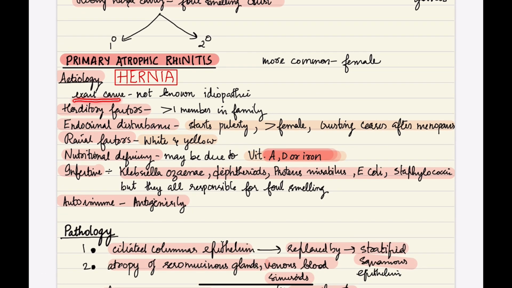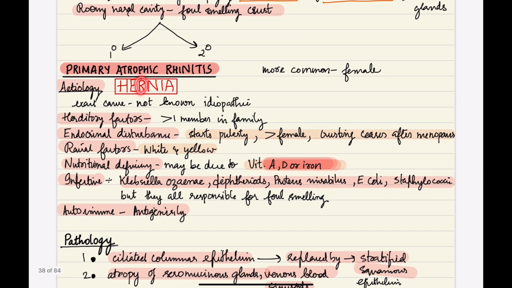The exact cause of it is unknown. The other causes can be remembered through the mnemonic HERNIA. H stands for hereditary factors, that it can run through the families. E stands for endocrinal disturbance. As I already said, it is common in females. It is associated with estrogen hormone. So it starts with the puberty and it usually disappears, or the crusting ceases, after the menopause.